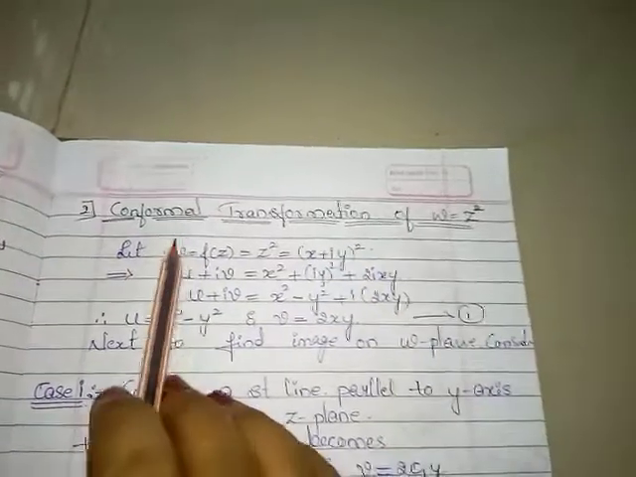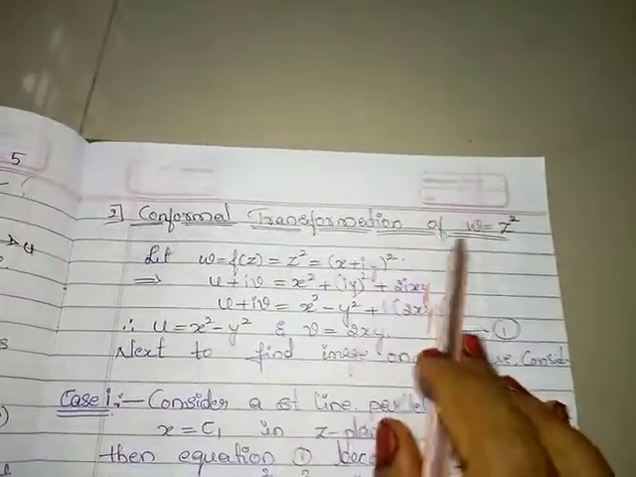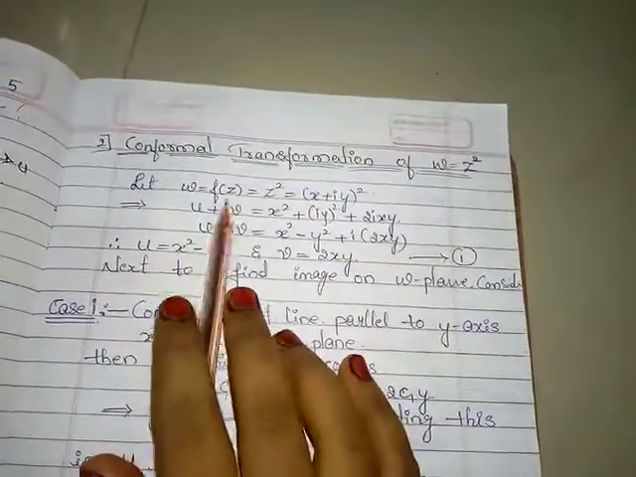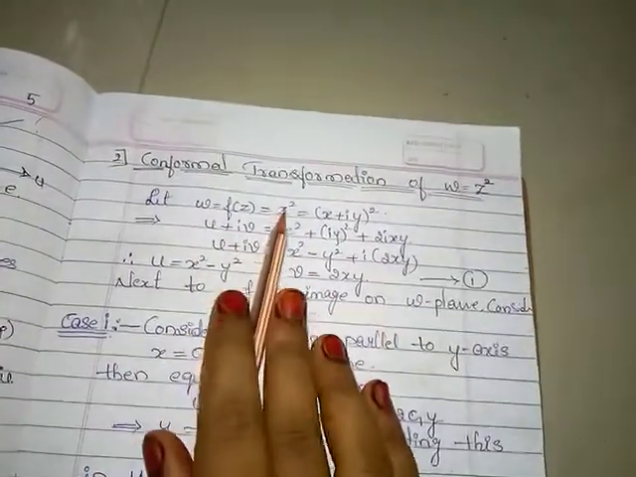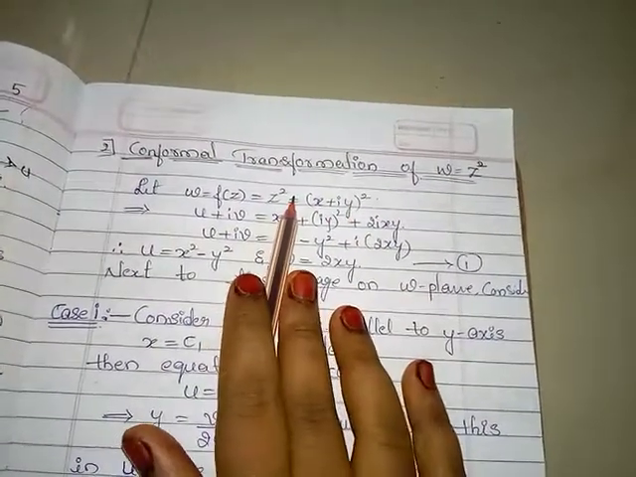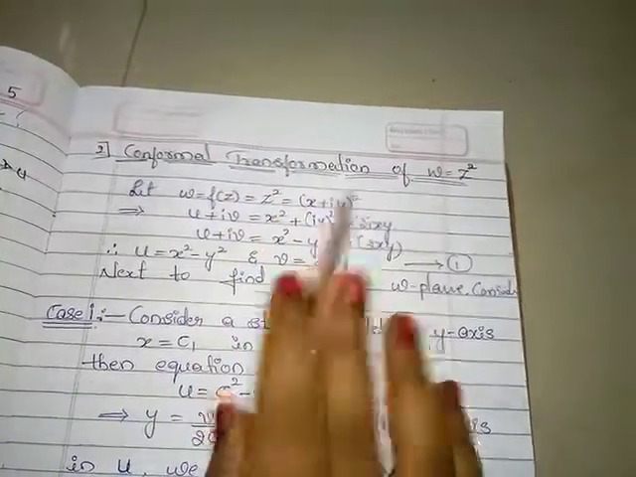Now let us discuss conformal transformation of w is equal to z square. Let w is equal to f of z. Given function is z square. We know that z is equal to x plus iy. Here it is z square, therefore (x plus iy) whole square.